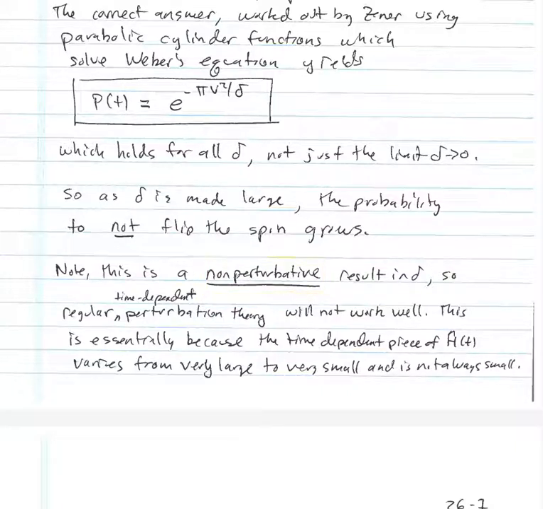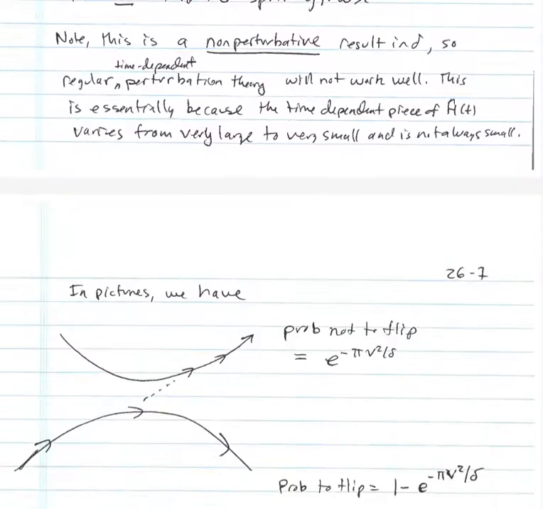And that tells us that if we tried to solve this problem by time-dependent perturbation theory, it would not work well. This is because the time-dependent piece of H(t) is very large. It goes from very large to very small, back to very large again. The dominant piece of the Hamiltonian is actually the time-dependent piece. And so thinking of breaking it up into a time-dependent piece and a time-independent piece is not a wise idea.